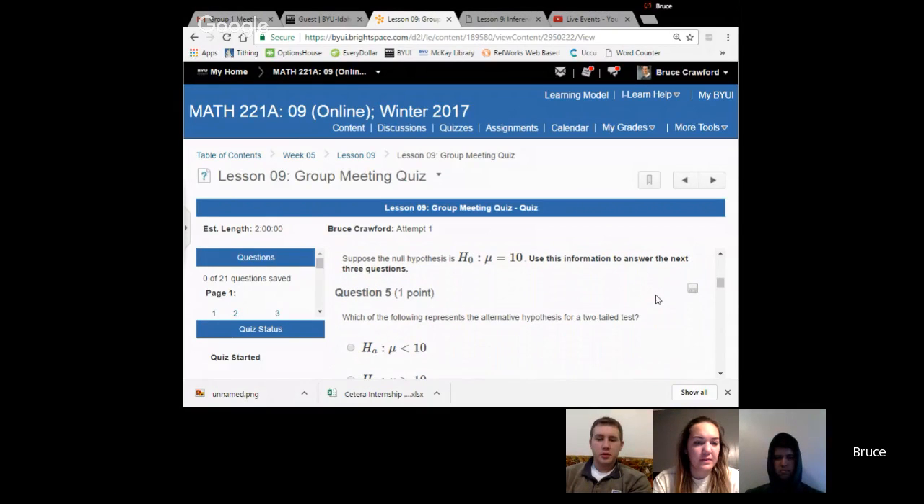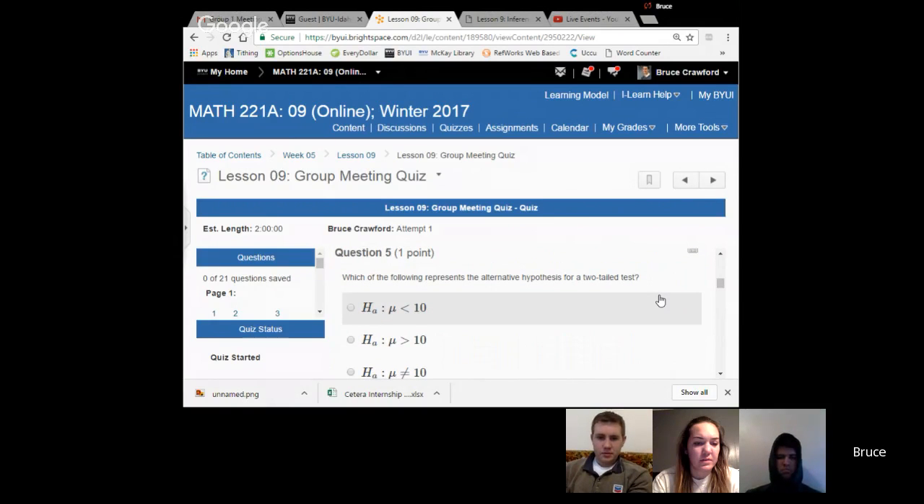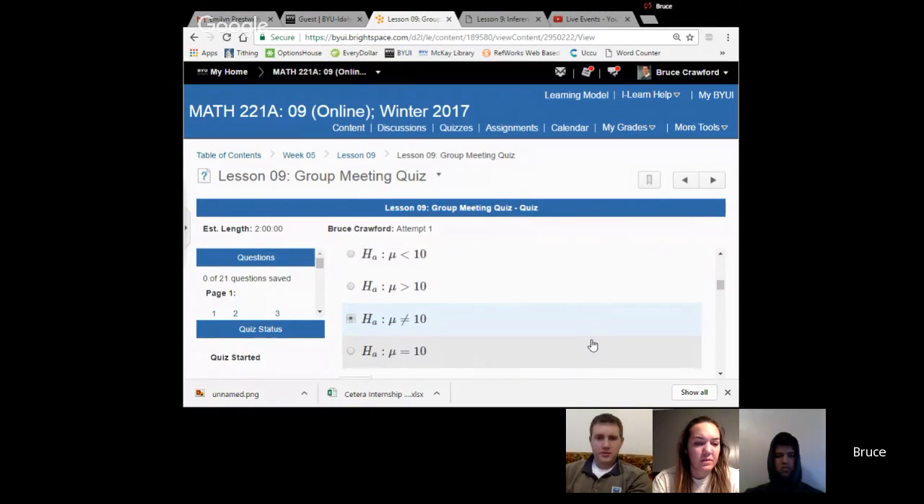Suppose the null hypothesis is the mean is 10. Mean equals 10. Use this information for the next 3 questions. Which of the following represents an alternative hypothesis for a two-tailed test? That would be the alternative hypothesis of the mean does not equal 10. Right on.